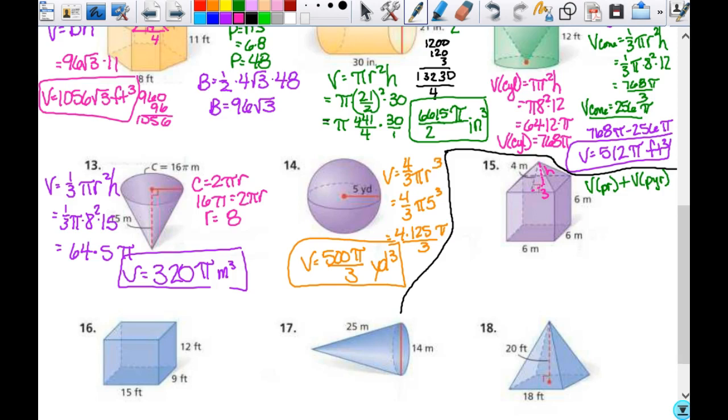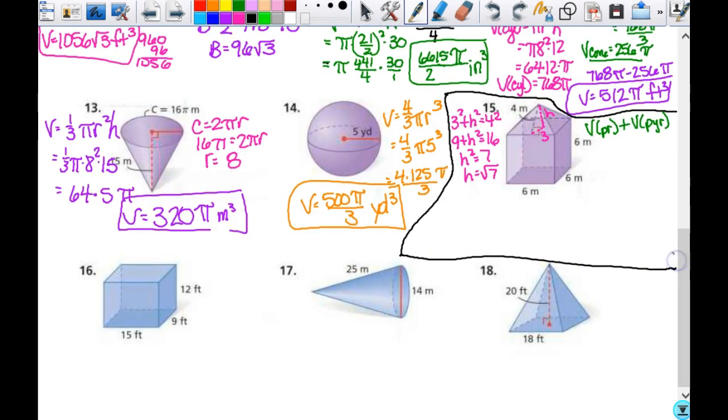No. Right, because 4 is the hypotenuse. You got to be really, really careful. So 3 squared plus h squared equals 4 squared. So this is 9 plus h squared equals 16. So h squared equals what? 7. So h is the square root of 7. Okay, so be careful with that whole 3, 4, 5 thing. That's why I threw one of those in there, because it's real easy to assume that it's one thing when it's not. All right, so now I can find the volume of the prism.